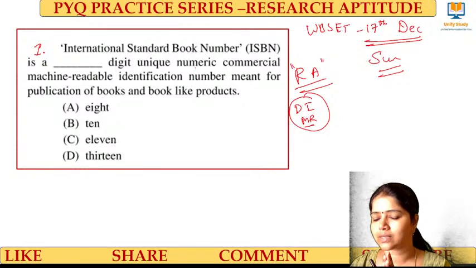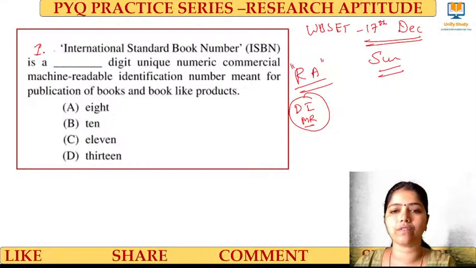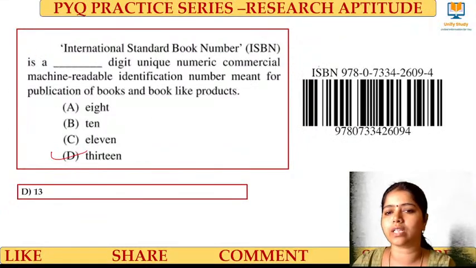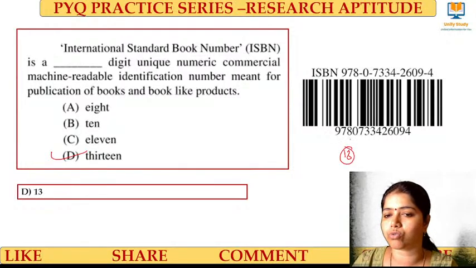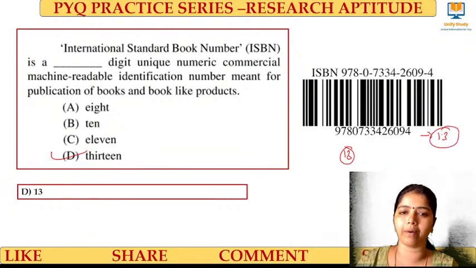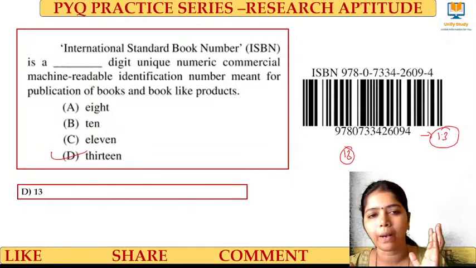Ashwini, Sudha. Yes, the right answer for this question is option D, that is 13. So this is the ISBN number, which has 13 digits. See, 1, 2, 3, 4, 5, 6, 7, 8, 9, 10, 11, 12, 13. So it is a 13-digit number and is a unique number which we use for a book.